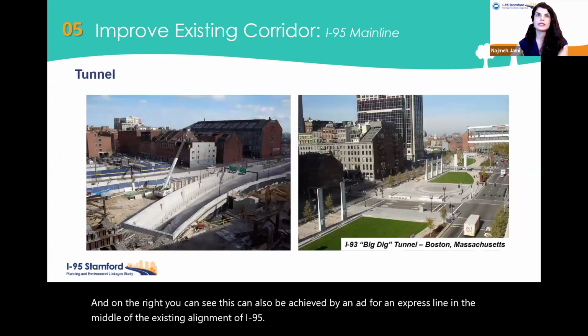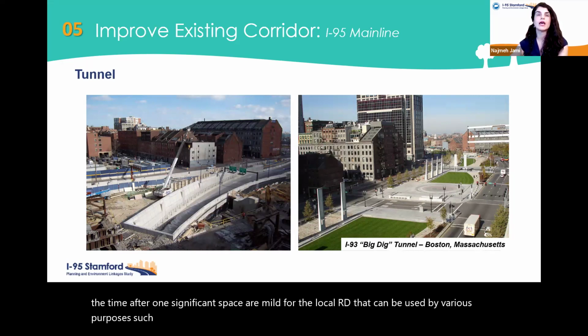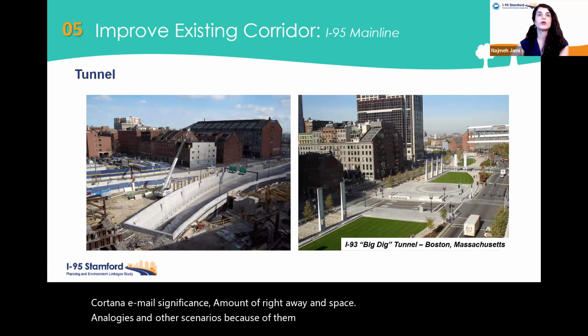Another example within this category is construction of a tunnel. As you can see on the right, the tunnel can provide significant space above for the local road that can be used for various purposes, such as pedestrian plaza or green space. But at the same time, you can see on the left, the construction of a tunnel demands significant amount of right-of-way and space. In addition, in our case and project study area, because of the Metro North Railway, it has to go even deeper than it usually is required to go.